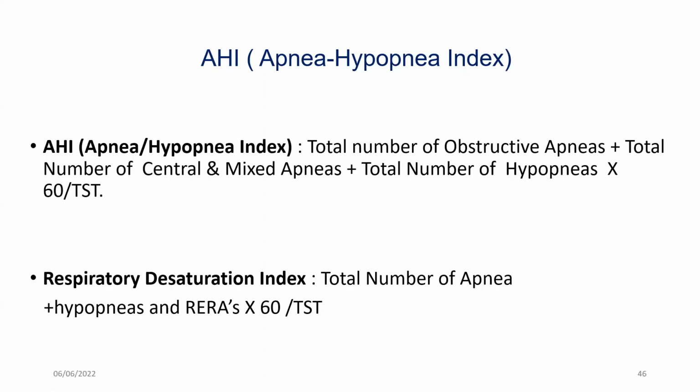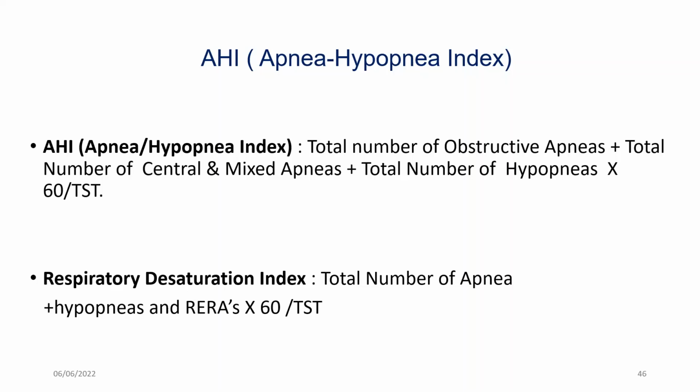But now AASM recommends, instead of AHI, the respiratory disturbance index. It means we need the total number of obstructive apneas plus the total number of central apneas and mixed apneas plus hypopneas. Plus we also need to add RERAs into it. Multiplied by 60 and divided by total sleep time, that is basically the respiratory disturbance index.